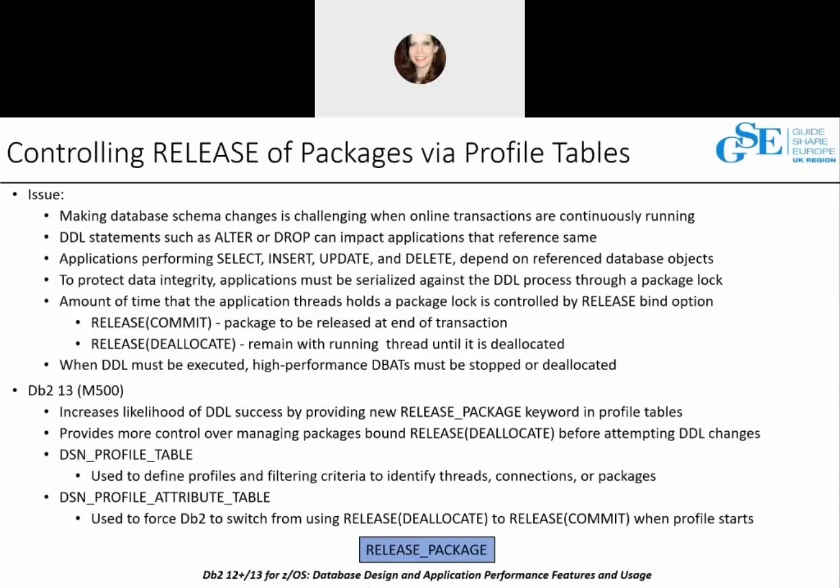With this ability to control it through the profile tables, there's going to be a new RELEASE_PACKAGE keyword, and it's going to allow us to force Db2 through the attribute table to switch between deallocate and commit when the profile starts. So we'll have control over release commit and deallocate through control tables. Again, that's if we're using control tables for system monitoring and so forth.